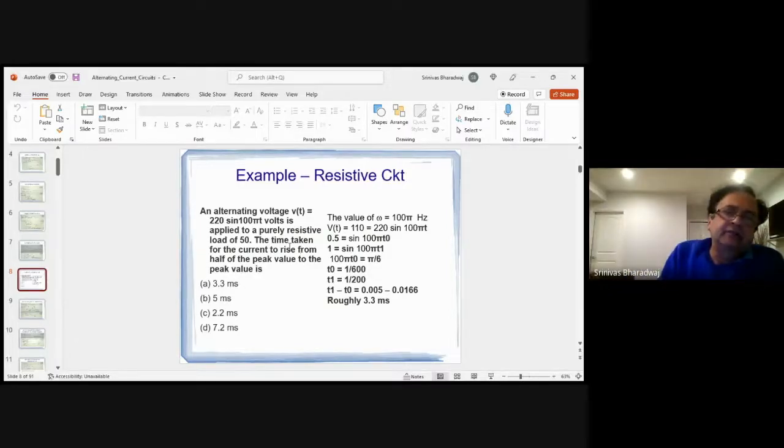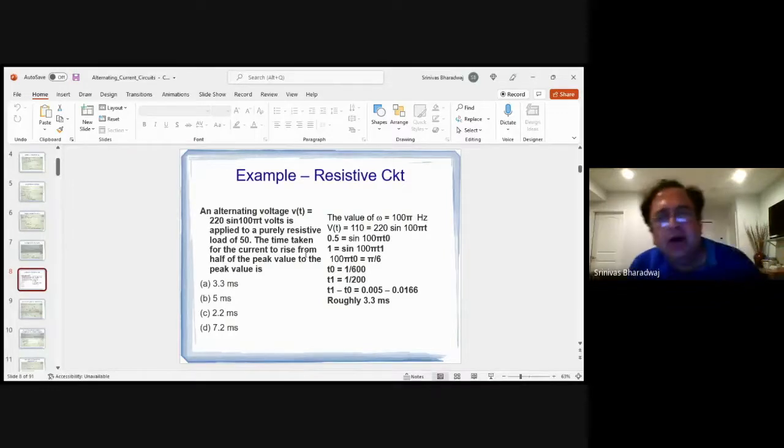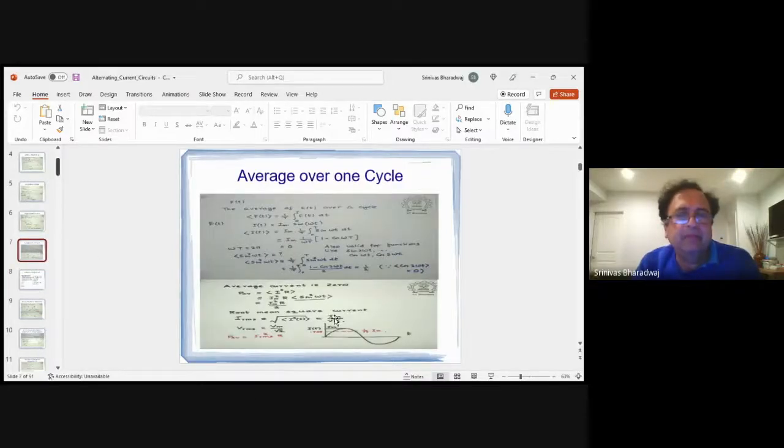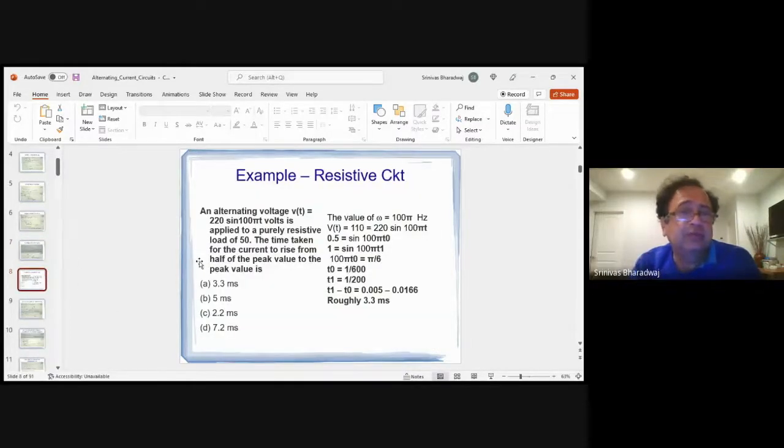So this is a very simple question, if you understand what's going on. Calculate the time taken for the current to rise from half of the peak value to the peak value. What is the peak value here? Im. What is half the peak value? Im by 2. It is not the RMS value. RMS value is Im by root 2.